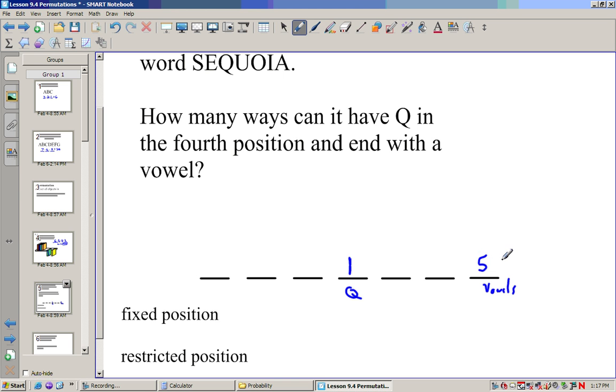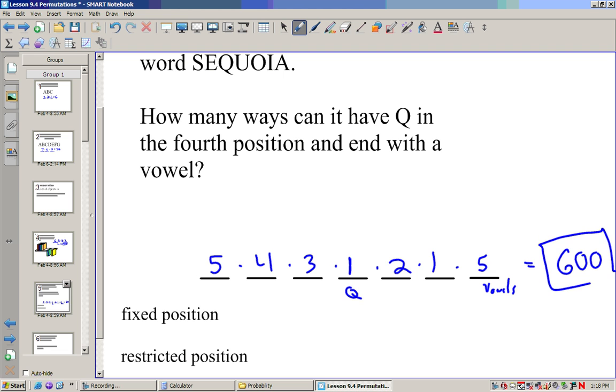So once we have these 2 out of the way, now let's go back to the beginning and see how many we have left. There's 7 letters, and we've already chosen 2 of them. So then there would be 5, then 4, then 3, 2, and 1. Now when I multiply all these together, I'll get all of the possible combinations that I can have a Q in the 4th letter and a vowel for the last letter. So 20 times 3 is 60, 60 times 2 is 120, 120 times 5, I believe, is 600.